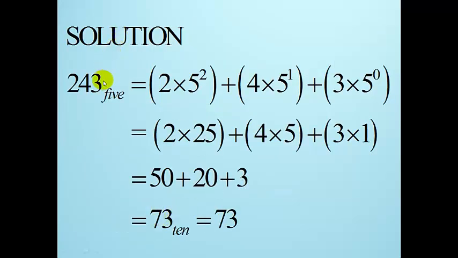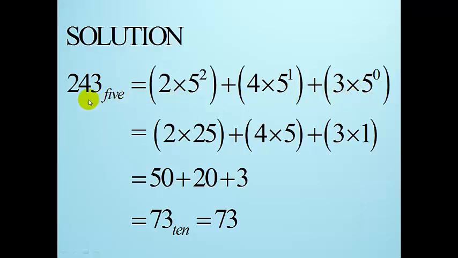Now solution. Given 243 base 5 to convert to a number in base 10. The digits are 2, 4, and 3, and the base is 5. So we are going to multiply the digit by the base, one after the other. So we have 2 times 5 in bracket, plus 4 times 5 in bracket, plus 3 times 5.